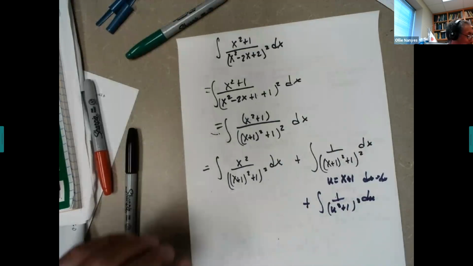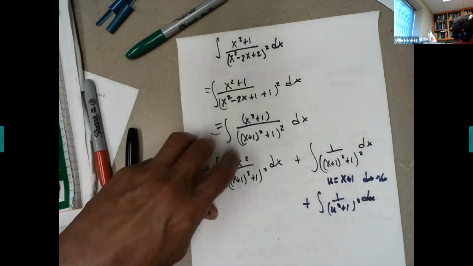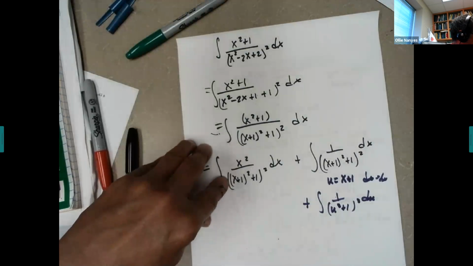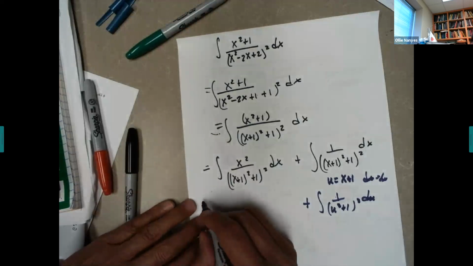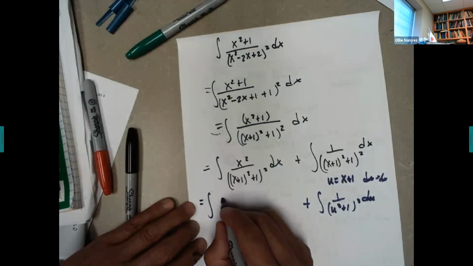If we do something similar here, well, this one could be an integration by parts. We could try to do it this way as well. Let's try this as an integration by parts. I might regret that.